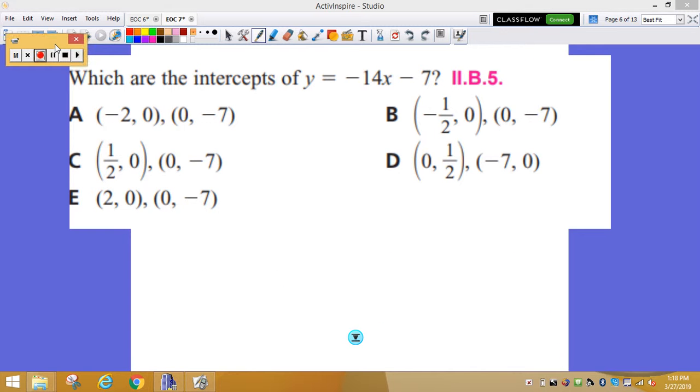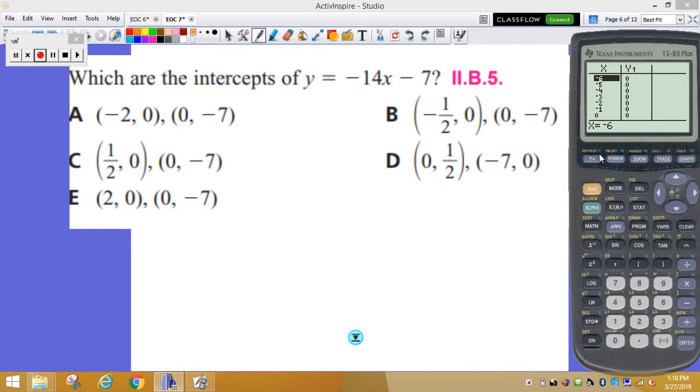All right, let's talk about intercepts. First thing I would say is, whoa, okay, this is a y equals. So I'm going to type it in my calculator. Y equals negative 14x minus 7. I'm going to hit graph. You could hit second graph. Okay, so let's talk about that. Well, how do I know whether I want to hit graph or whether I want to look at the table? Try both. I mean, it's an untimed test. You can take as much time as you want.